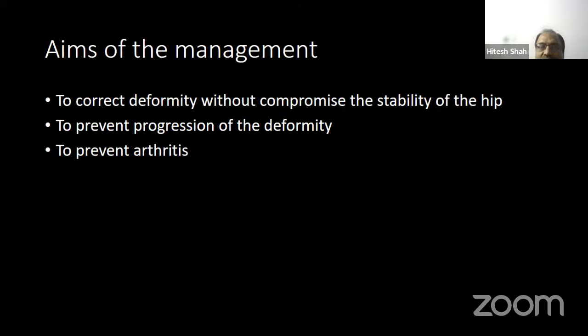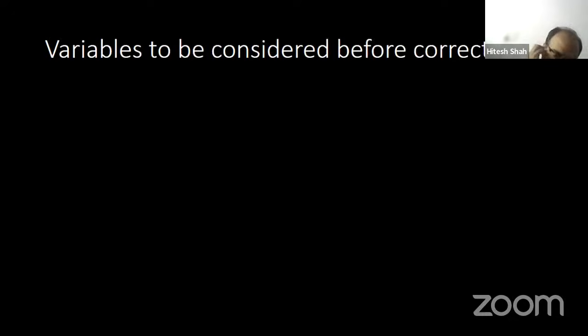To prevent the progression of deformity, in case of growth arrest, if it is detected early, we need to control the progression by growth modulation of the proximal femur or the greater trochanter, to prevent greater trochanteric overgrowth. To prevent arthritis: incongruency of the proximal femur and acetabulum can lead to arthritis. So we need to maintain the congruency of the proximal femur and acetabulum in case of Coxa Vara.